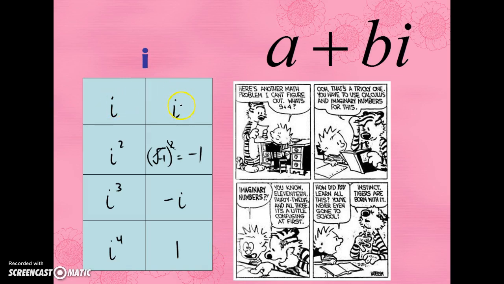So i to the 5th is the same thing as i. And i to the 6th is negative 1. i to the 7th is negative i. i to the 8th is 1. And so on and so forth. It'll follow that pattern forever. So every 4 repeat the same cycle.